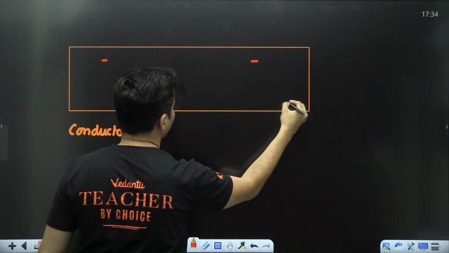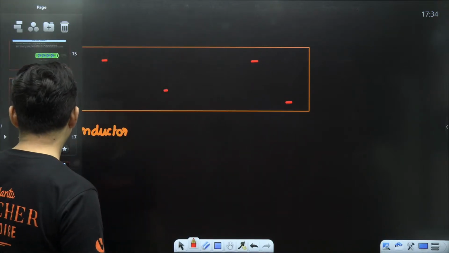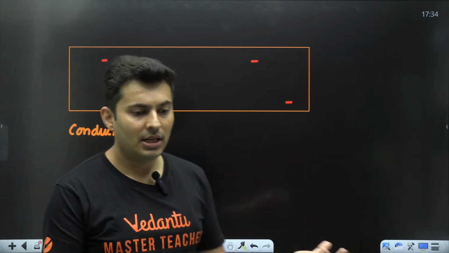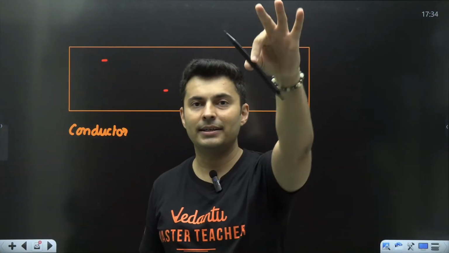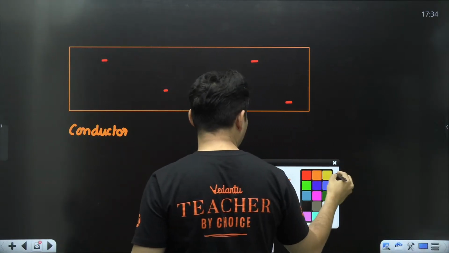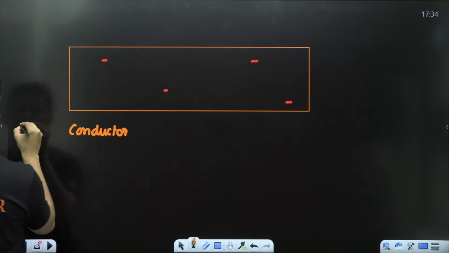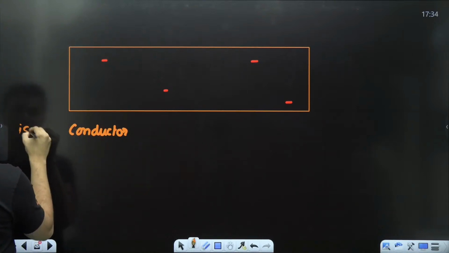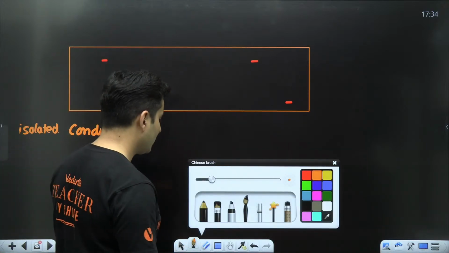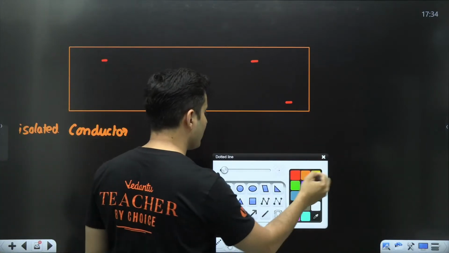Okay, something like this. Now, what happens when this conductor is not connected to anything? It's like just this pen, isolated. Nothing is connected. So basically, right now what we have is an isolated conductor.